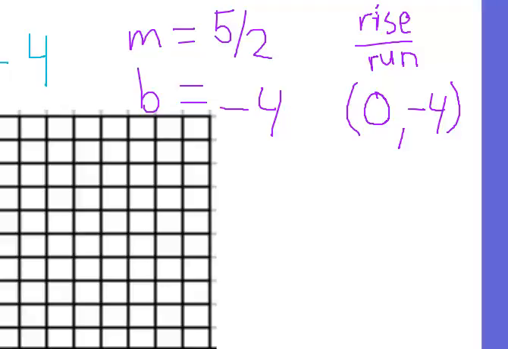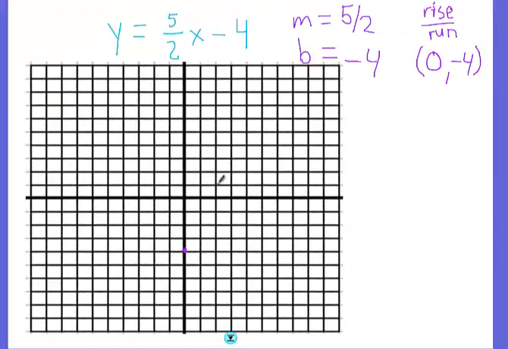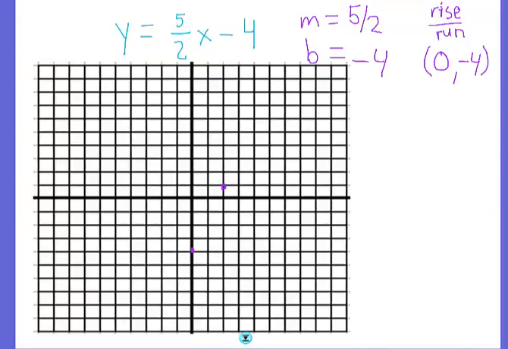Now, since our denominator is run, if it's a negative slope, you run to the left. If it's a positive slope, you run to the right. Since we have a 5/2 slope, which is positive, we're going to run to the right 1, 2. Okay? Now we have our 2 points, and we can graph this. Oops, that was a little off. And there's your line, going through both your points.